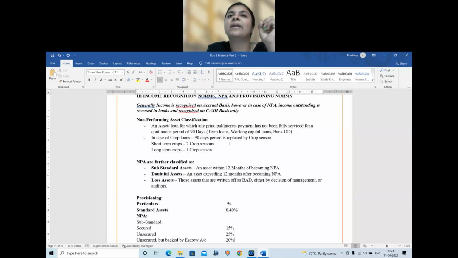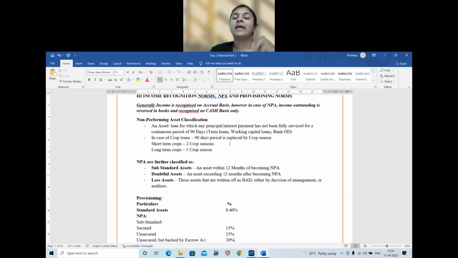For example, working capital limit. Interest is paid on working capital. Okay, now total interest due was 3 lakh rupees. I have paid only 1 lakh rupees. How much interest is due? 2 lakh rupees is due. For 30 days it is still overdue. Even then it will be considered as, for 90 days it is overdue. Even then it will be considered as NPA.